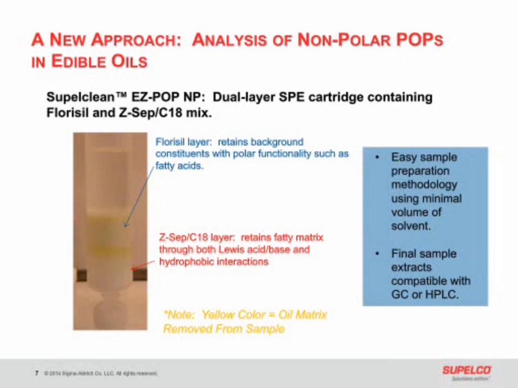The Z-Sep C18 layer on the bottom retains the fatty matrix through both Lewis acid-Lewis base interactions as well as hydrophobic interactions. As you can see in the picture on the left, you'll notice a yellow color on the cartridge. This is oil matrix removed from the sample. So basically, the unwanted oil matrix is retained on the cartridge while the analytes of interest are eluted. The final extracts are compatible with GC or HPLC because they're all in acetonitrile.